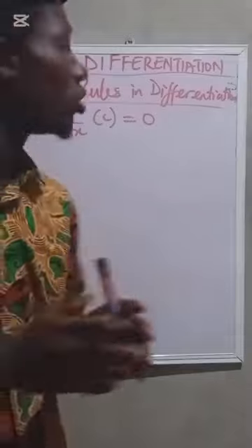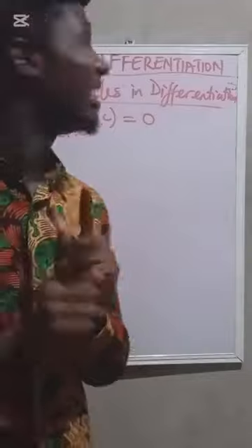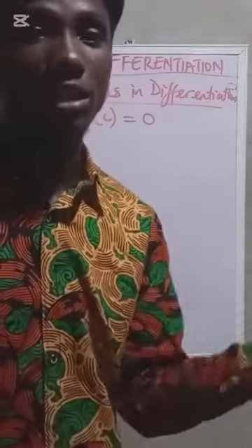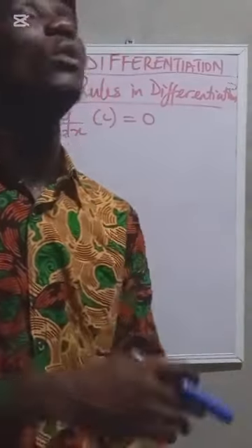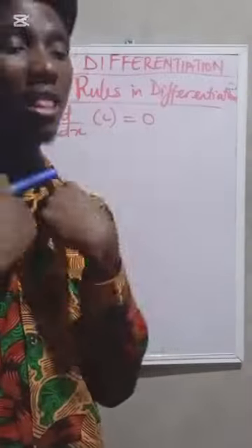So if it does not have a function with respect to what you are differentiating to, then we say it is a constant, and the differential of a constant will always be equal to 0. That's the first thing you need to have at the back of your mind.